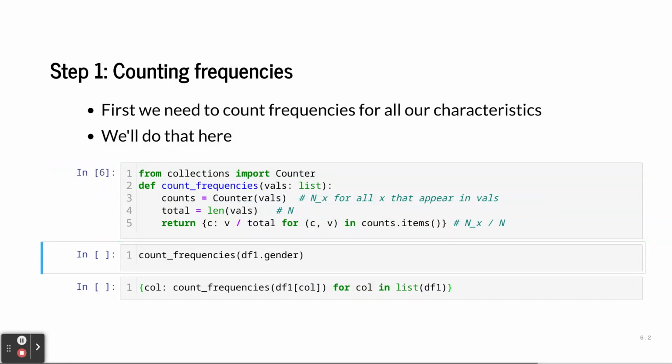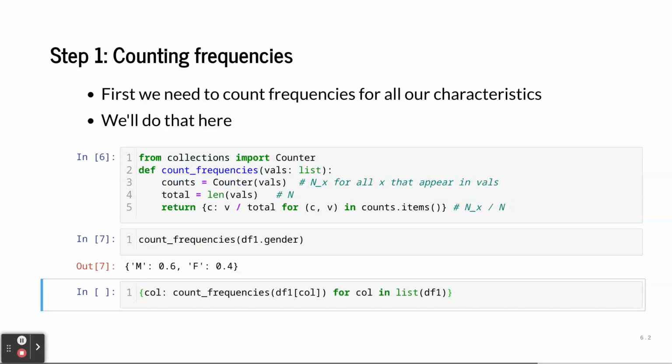So we'll go ahead and count our frequencies. And if we pass in the gender column, we'll see that 60%, or in this case, 3 out of 5 of our nodes had the gender male, and 2 out of 5 had gender female.